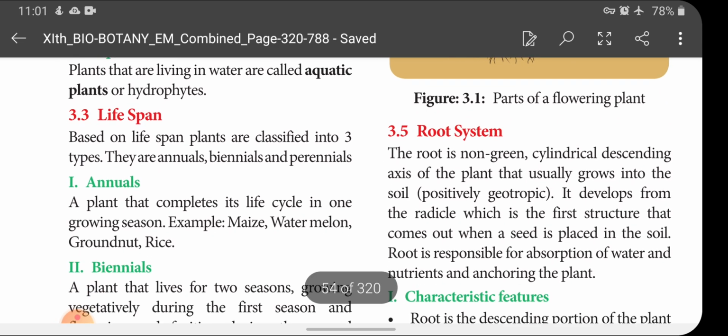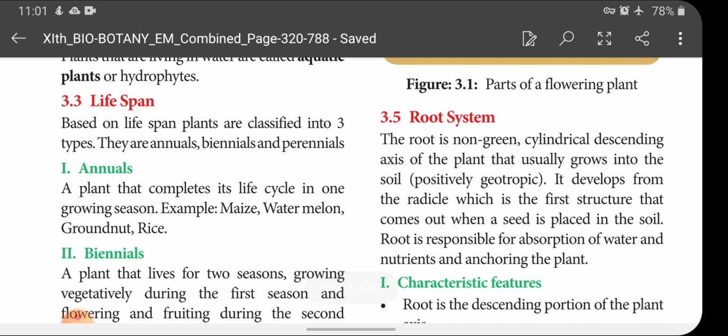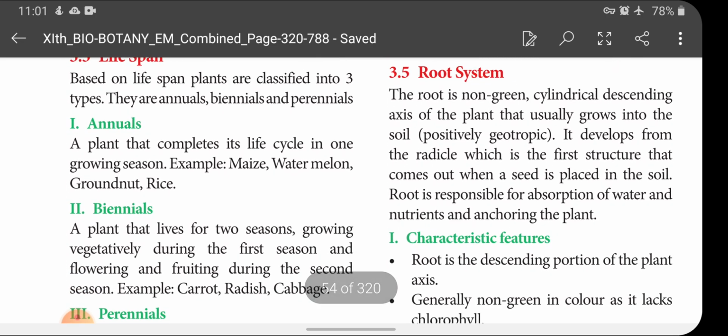About lifespan, already I said, based on lifespan, plants are classified into three types. They are annuals, biennials and perennials, right? Annuals: a plant that completes its life cycle in one growing season. Example, maize, watermelon, groundnut and rice. These are examples for annual plants. Within one cycle, the plants complete their life cycle, they are called annuals.